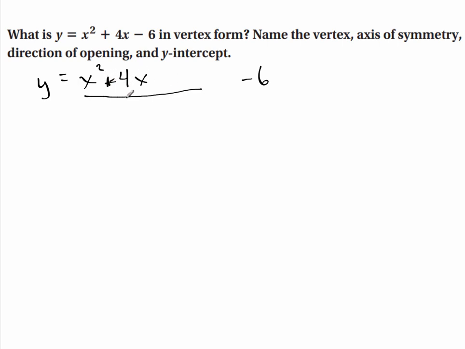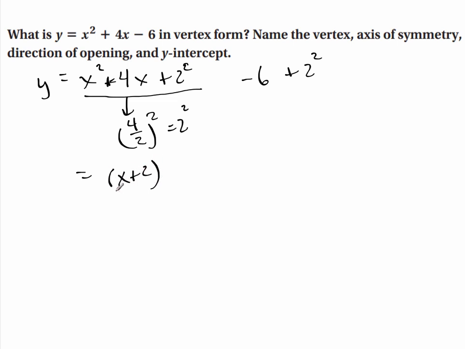To complete this square, I take 4 divided by 2 and square it. That is 2 squared. All right, so this part becomes (x plus 2) squared, and this becomes minus 2. So this is the equation in vertex form. The vertex is negative 2, negative 2.